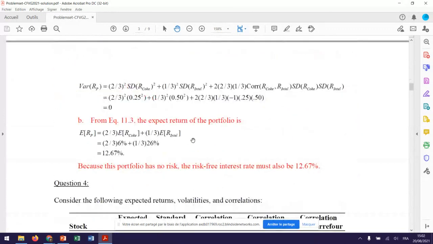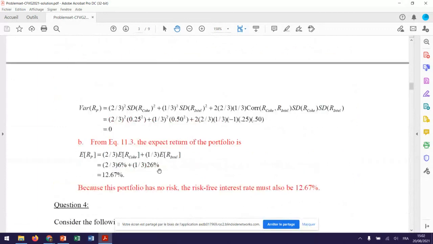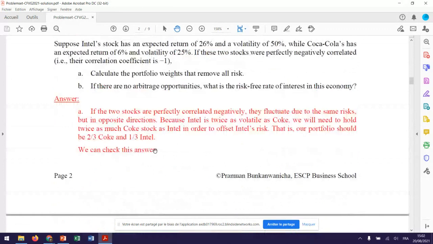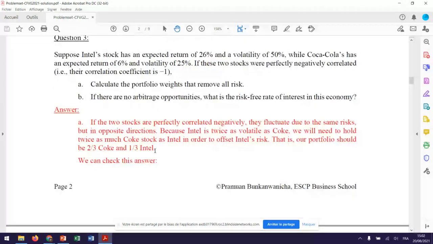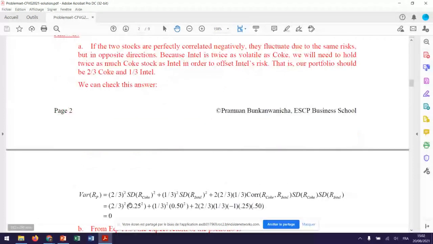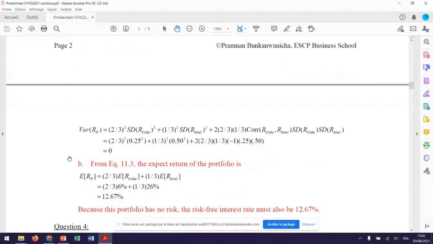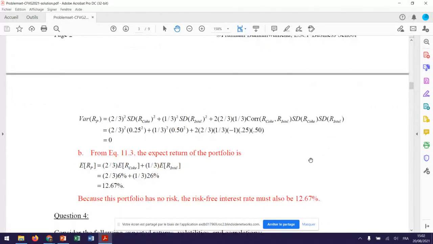And once you get the volatility of your portfolio, the risk of the portfolio is zero, right? Because you take this one as a zero. Okay, so if you want to know the expected return based on your x1 and x2 that you solved, you are going to be able to get 12.67%, which is the portfolio return.